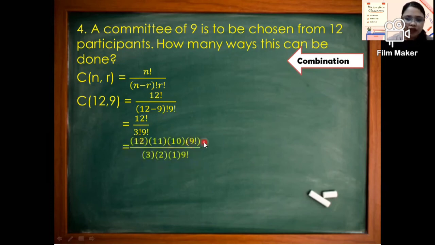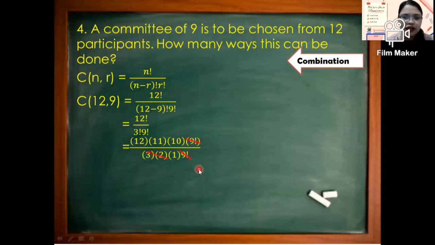Expand. Pero nag-stop tayo dun sa 9 factorial. Sabi ko nga sa nakaraan nating discussion, kung ano po yung mas mataas na factorial sa denominator, pwede ka nang mag-stop ng pag-expand doon sa numerator mo. So katulad neto, meron tayong 9 factorial sa denominator, you can stop at 9 factorial to your numerator. Then cancel the common, which is 9 factorial.